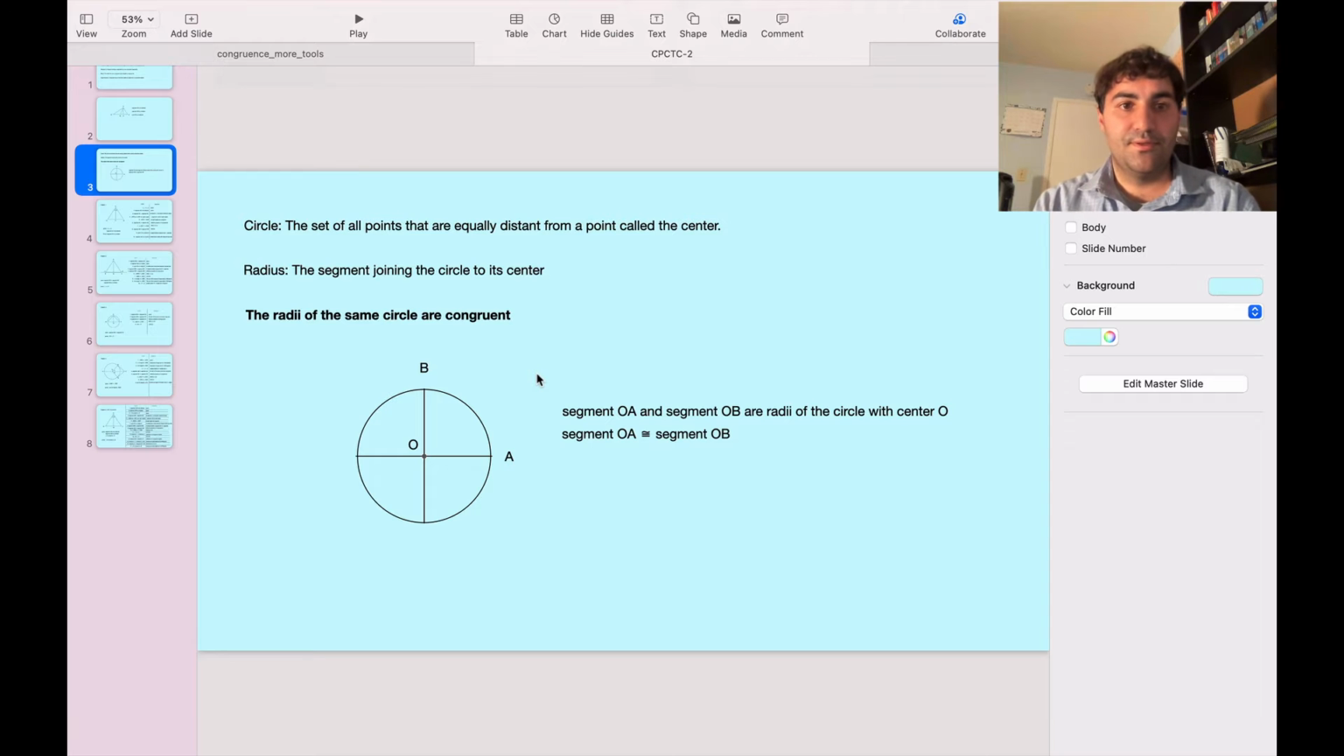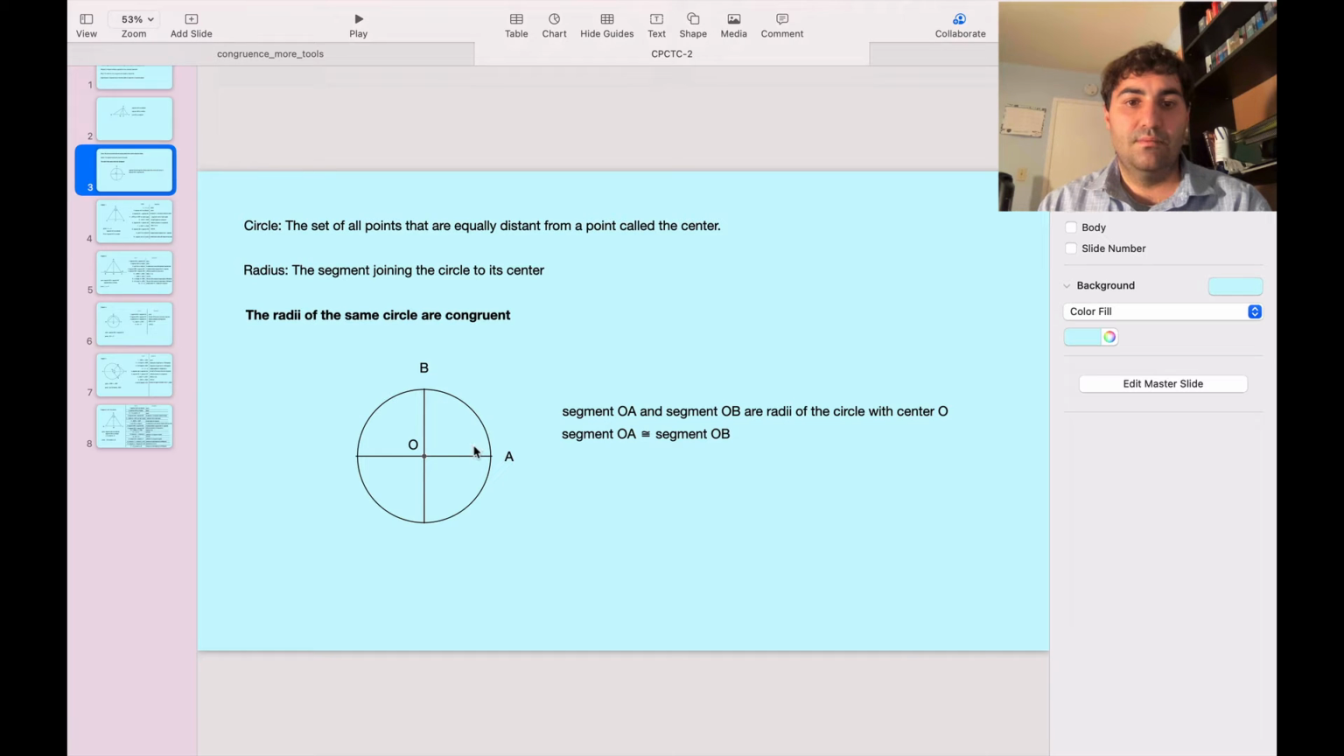I want to go over circles. A circle is a set of all points that are equally distant from a point called the center. And a radius is a segment joining the circle to its center. So an important thing to remember for congruences is that the radii, the plural of radius, of the same circle are congruent. So if we look at this figure here, we know that OA is a radius and OB is a radius because they join the center to the outside circle.